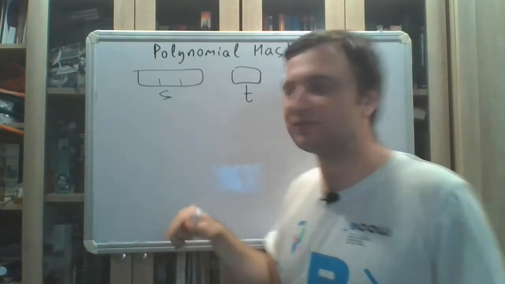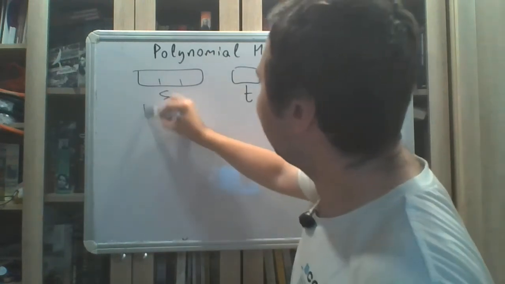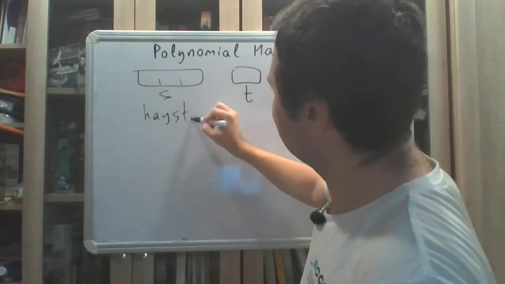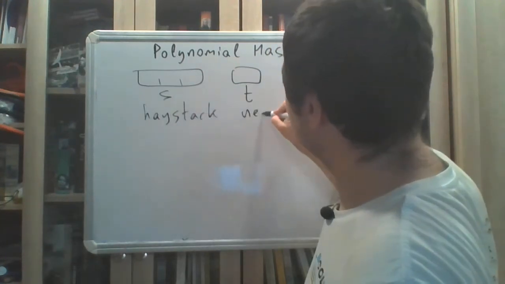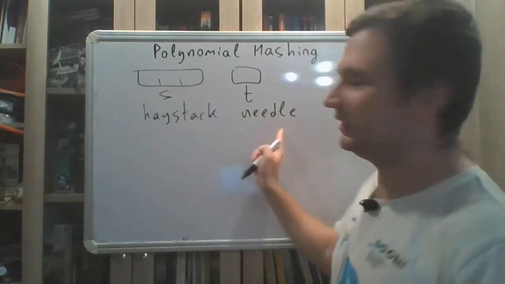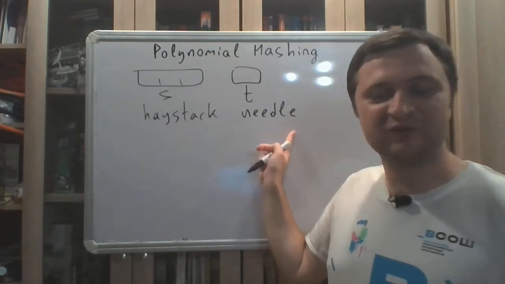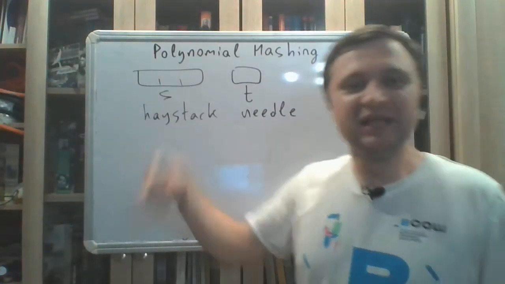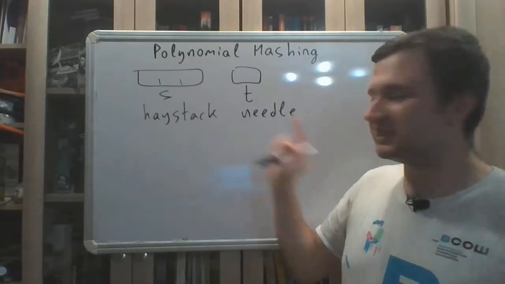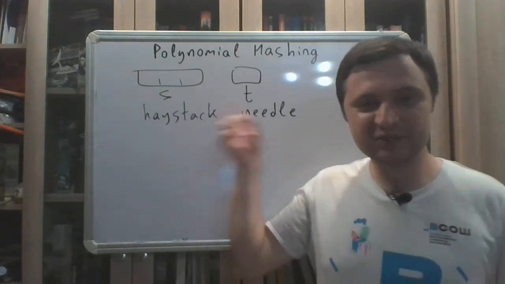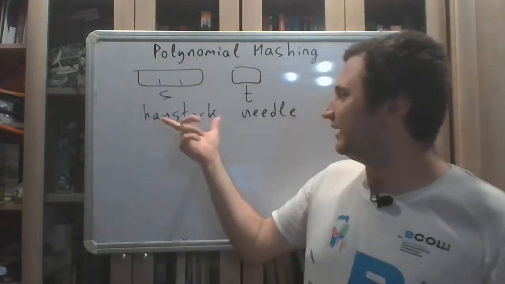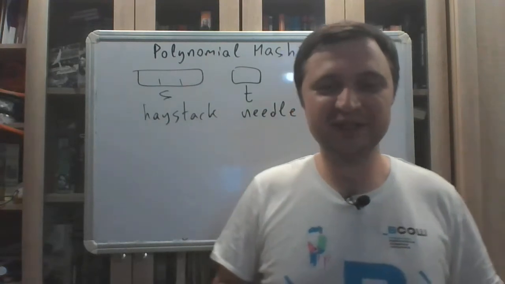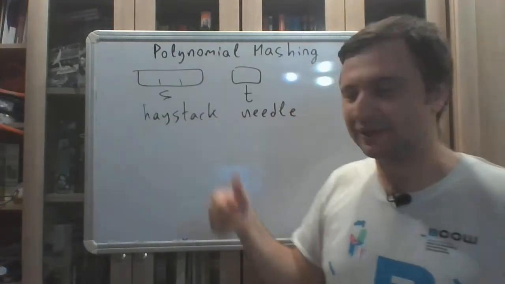Some people use the variables called haystack and needle, for the thing for which you search and the place in which you search. And if you name these two strings by these two names, you will have the understanding of what you search in which one.